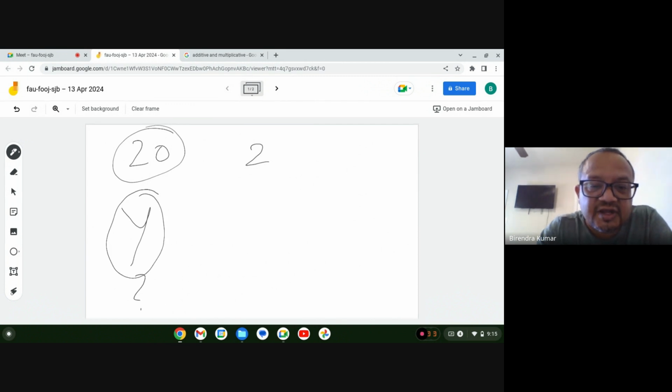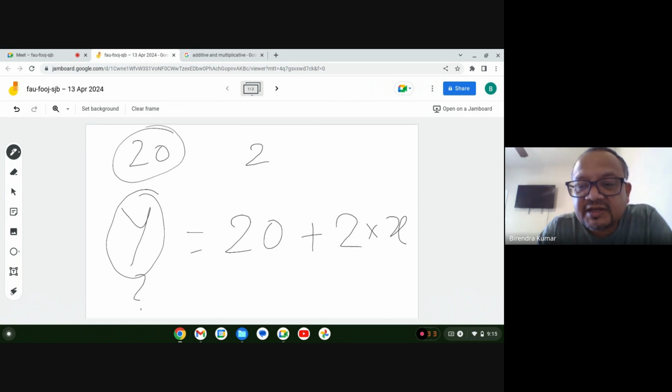She knows that I have $20 with me. And every day I'm getting $2. If I work for X number of days, this is how my number will increase. If I work for one day, so she'll get 2 into 1, $2 plus she has 20. It will become 22. If she works for 2 days, it becomes 2 into 2, 4 plus she has 20. It becomes 24. If she works for 3 days, it's 2 into 3 plus 20 is $26.